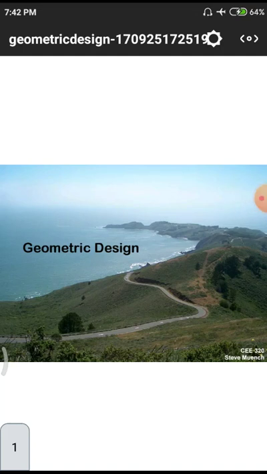Today we will discuss this geometric design. That means, in this second chapter, we are having the concept of geometric design. This geometric design entirely comprises two topics. First one is the horizontal curves and second one is the vertical curves.